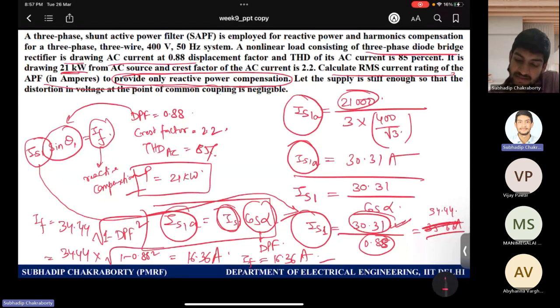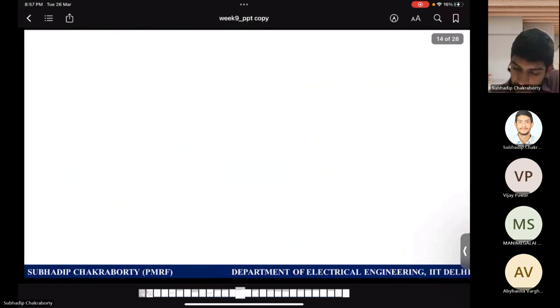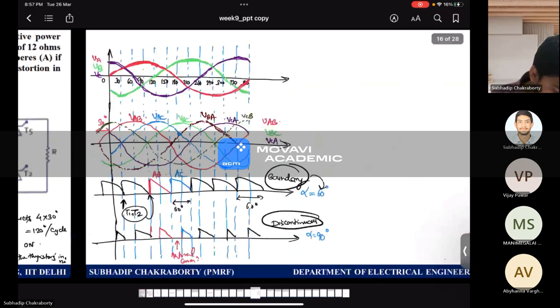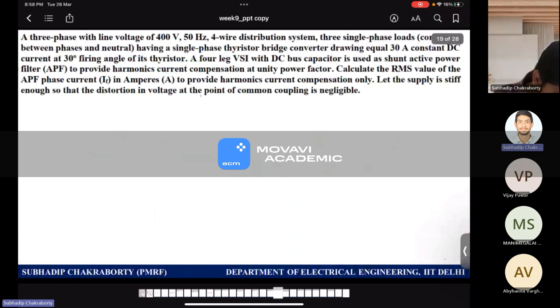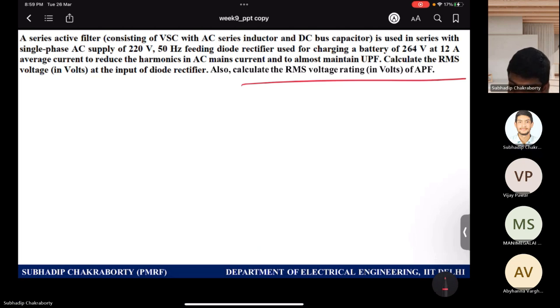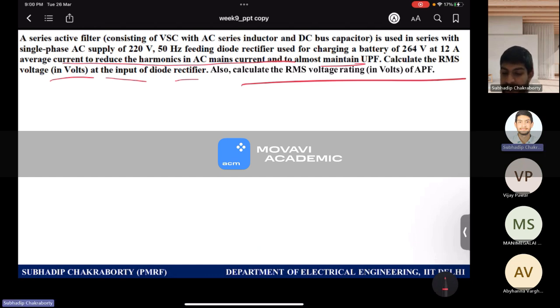So another type I just want to make you see. It is similar problem, but you need to maintain unity power factor and reduce the harmonics in the AC mains. So calculate the RMS voltage at the input of the diode bridge rectifier, and you are charging the battery with 264 volts, 12 ampere average current.